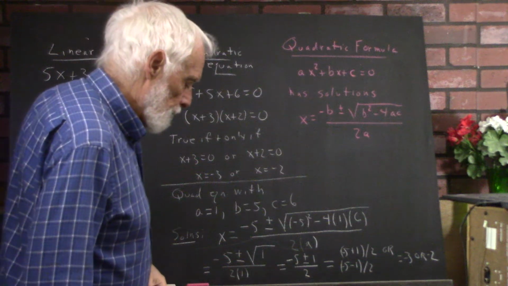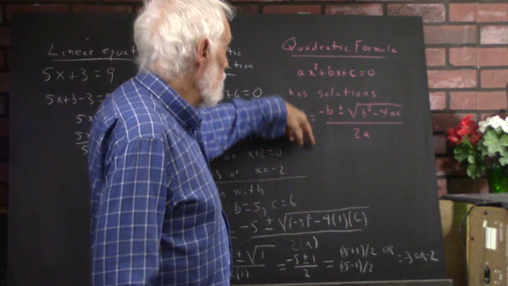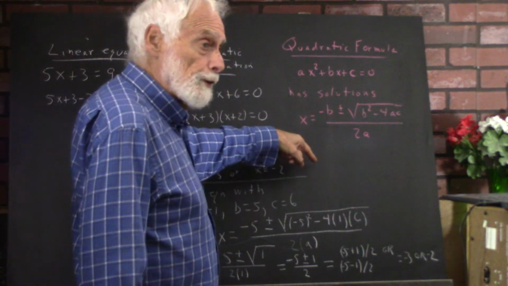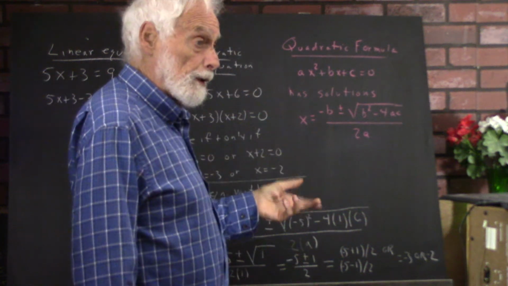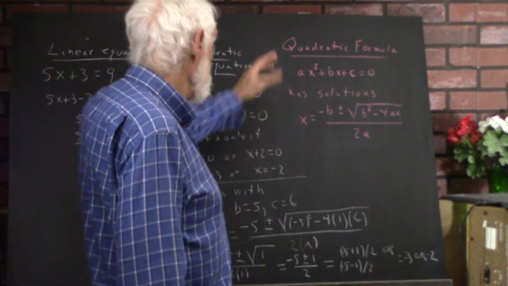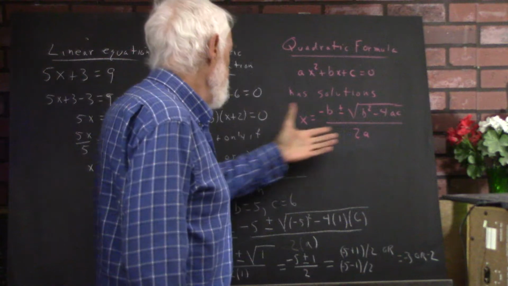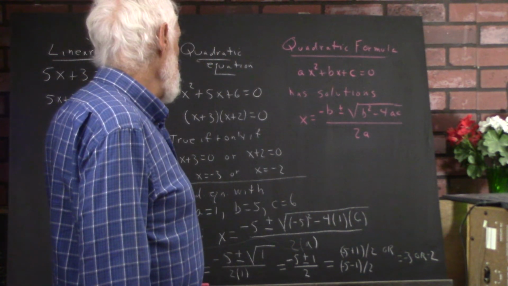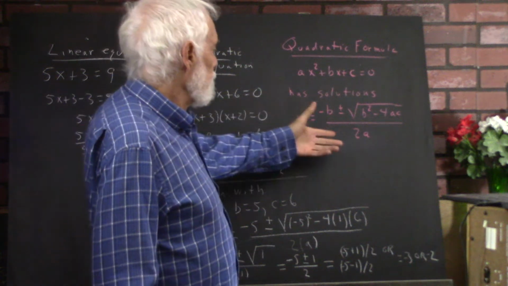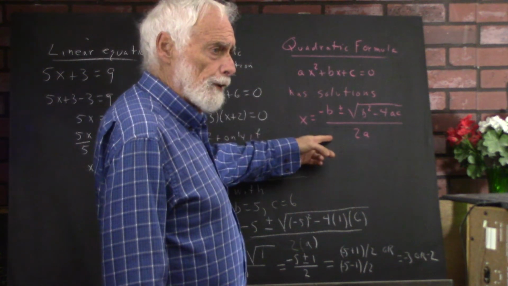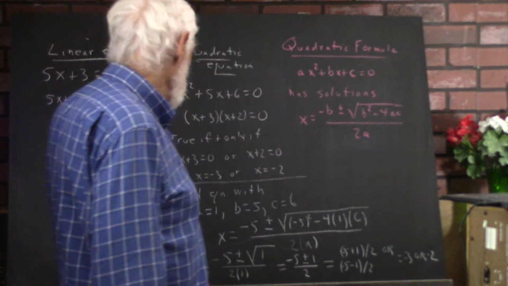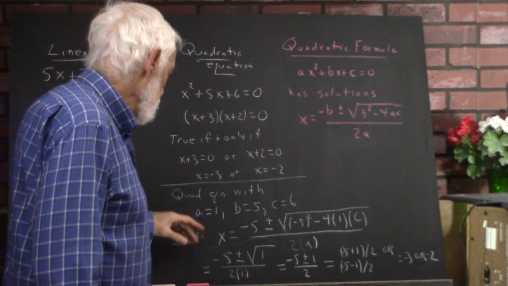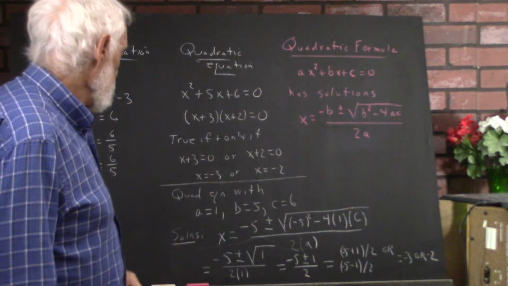Another way to solve it would be by the quadratic formula. Now this is what you got to use, either this or completing the square, and there are actually other techniques, but if you can't factor it, you're generally going to resort to this or to completing the square. Completing the square we'll talk about later. Let's get the quadratic formula down.